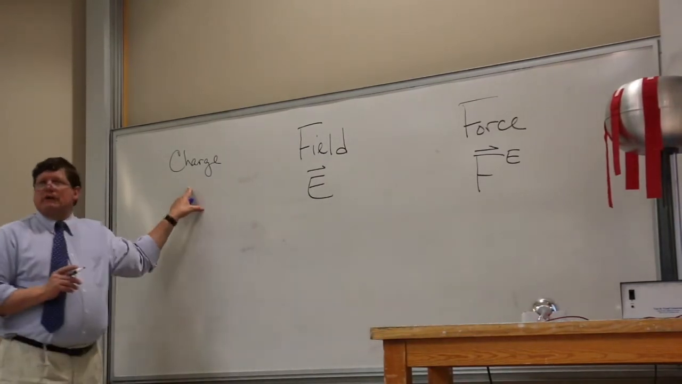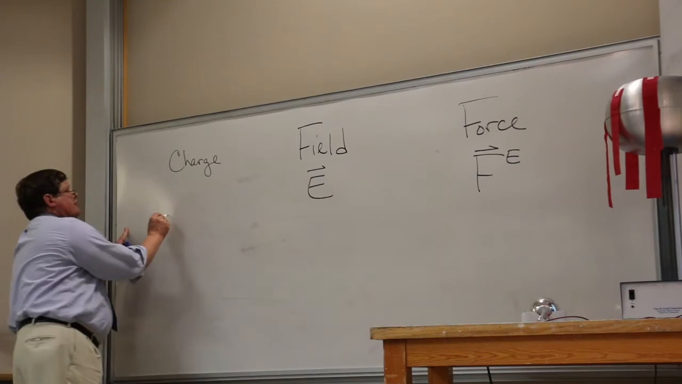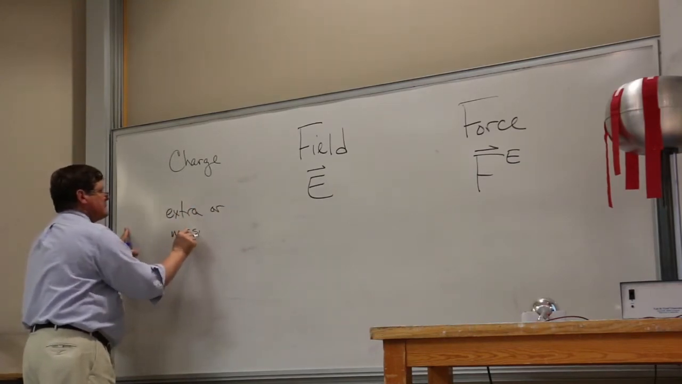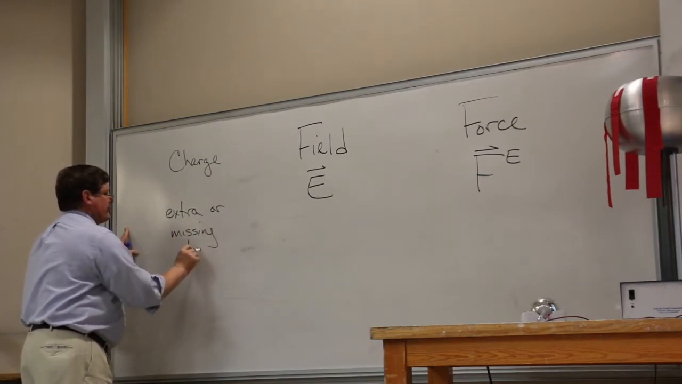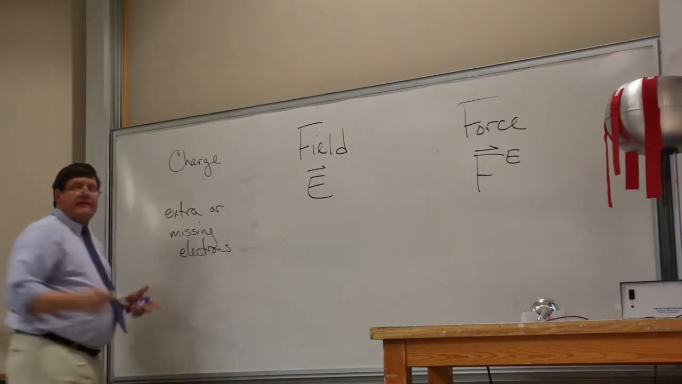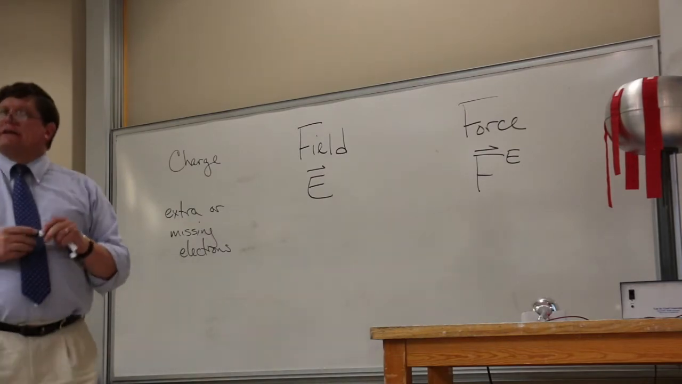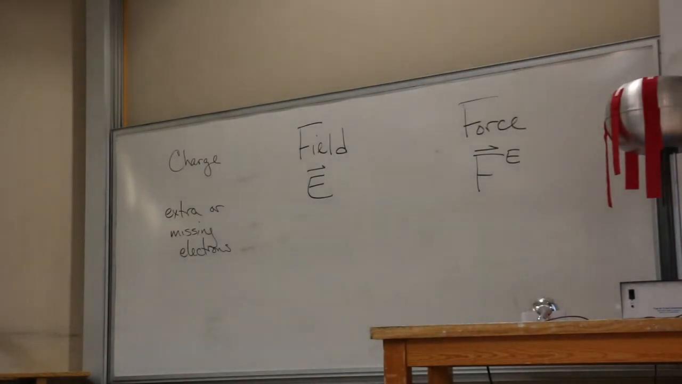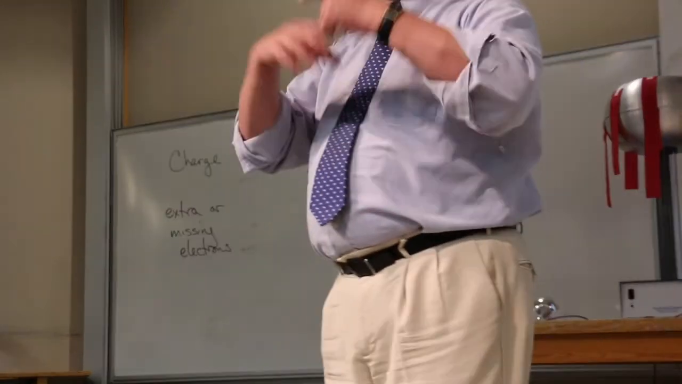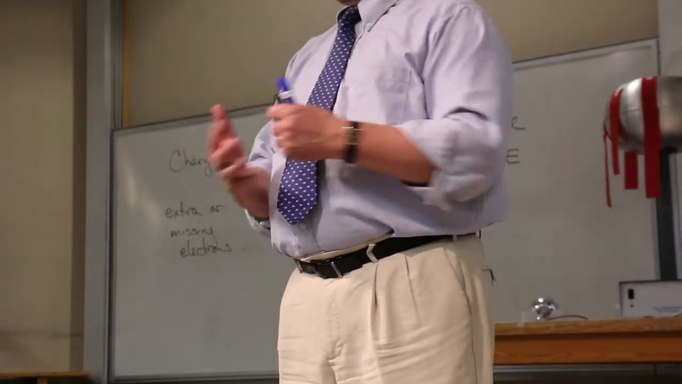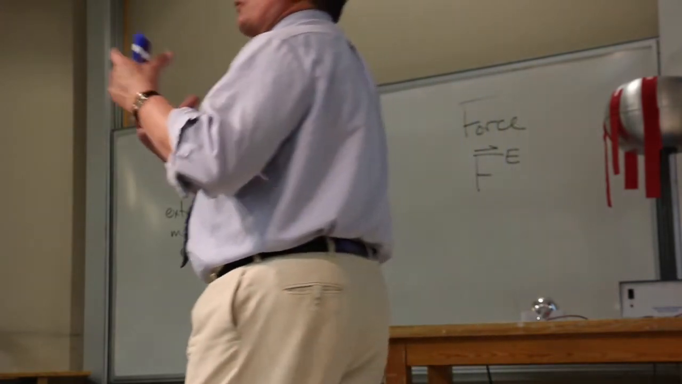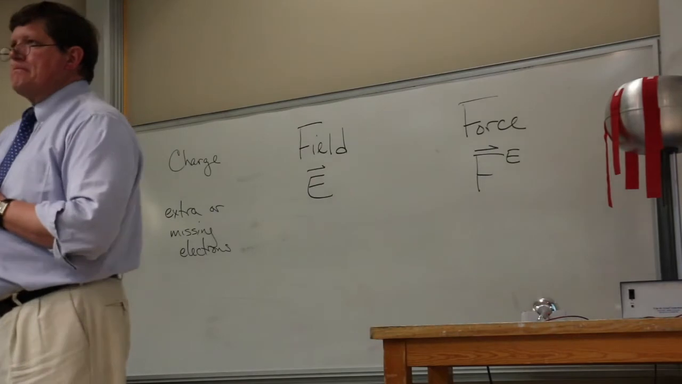The charge is real. It's just extra or missing electrons. If I've got too many electrons, it's charged negatively. If I'm missing some electrons, it's charged positively. It's a characteristic of an object. An object's blue, it's round, it has a mass of 2 kilograms, and it has a charge of -3 microcoulombs. It's just a characteristic that describes that object.